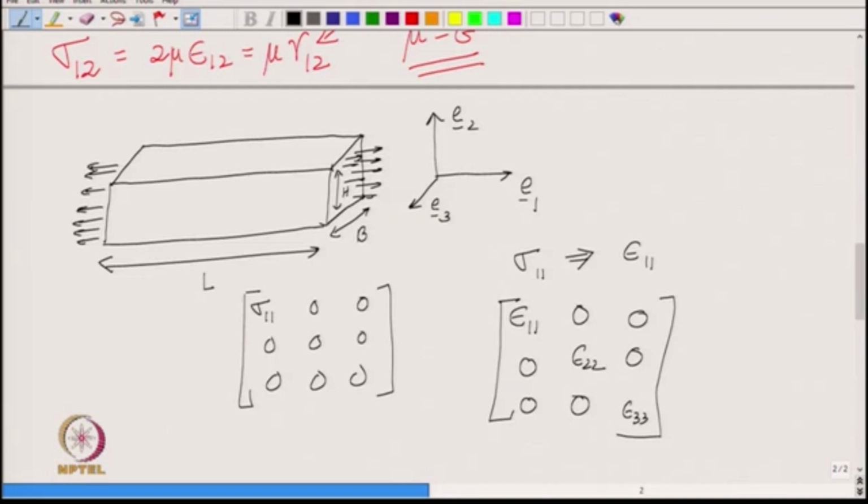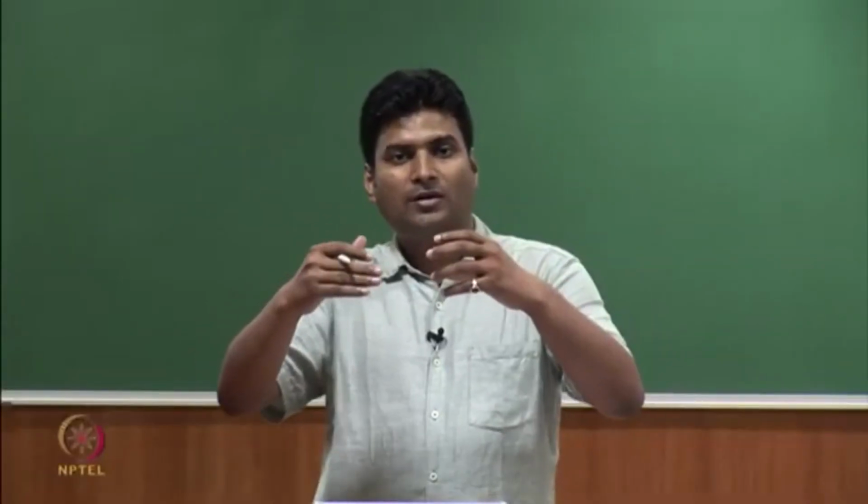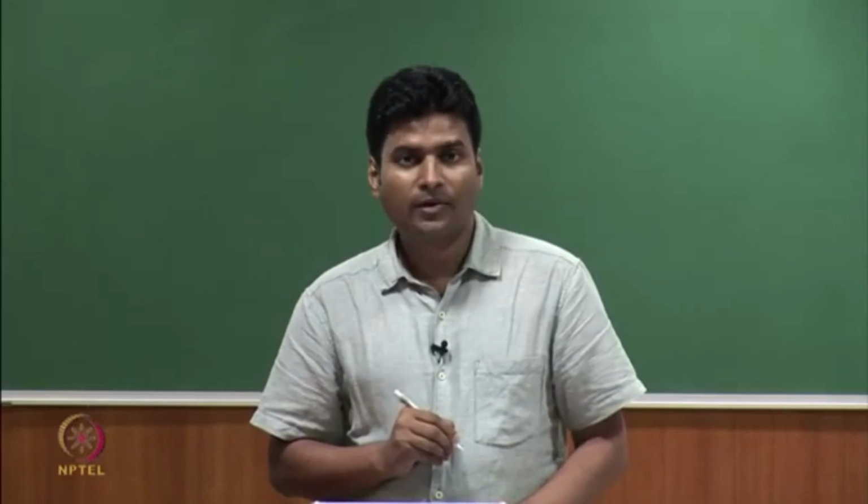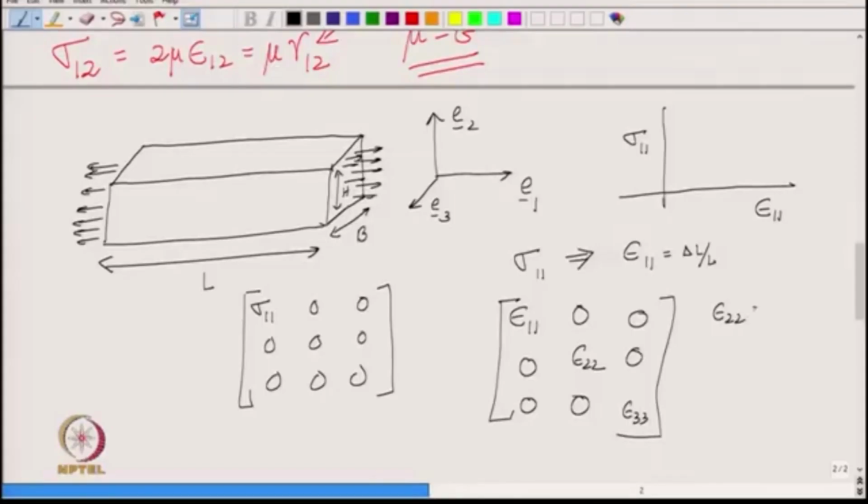Now, for this experiment, when you draw the graph of sigma 1 versus epsilon 1, you are applying the force and you measure epsilon 1 as delta L by L, right. So, this is delta L by L. What would be epsilon 2? Epsilon 2 would be delta H by H, right, change in length in the second direction divided by the length in the second direction, and epsilon 3 would be delta B divided by breadth, right. So, you can measure these things when you are doing the experiment.